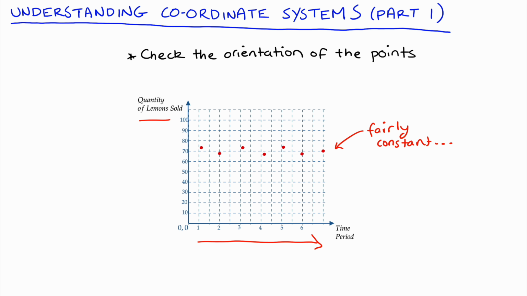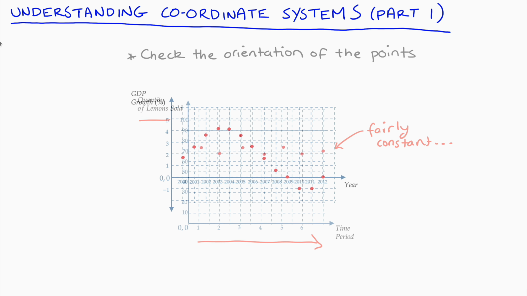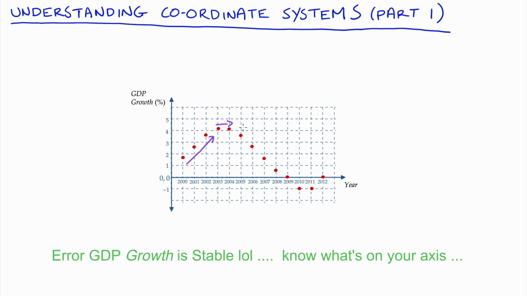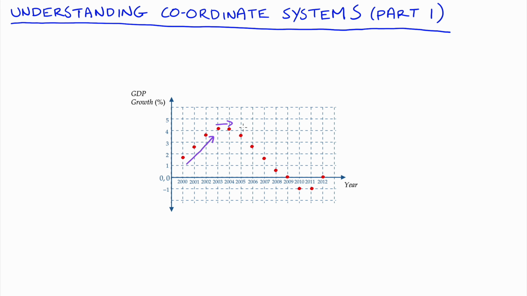Let's look at an axis which tracks GDP over time. And here there does seem to be more of what we would call a cyclical pattern. GDP growth goes up between 2000 and 2003. Between 2003 and 2004, GDP is stable. It doesn't really change. And from 2004 to 2010, GDP growth decreases.